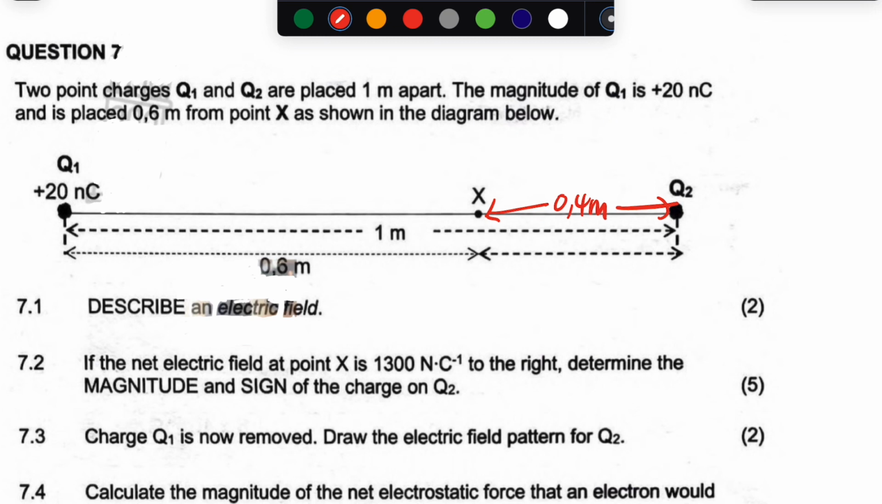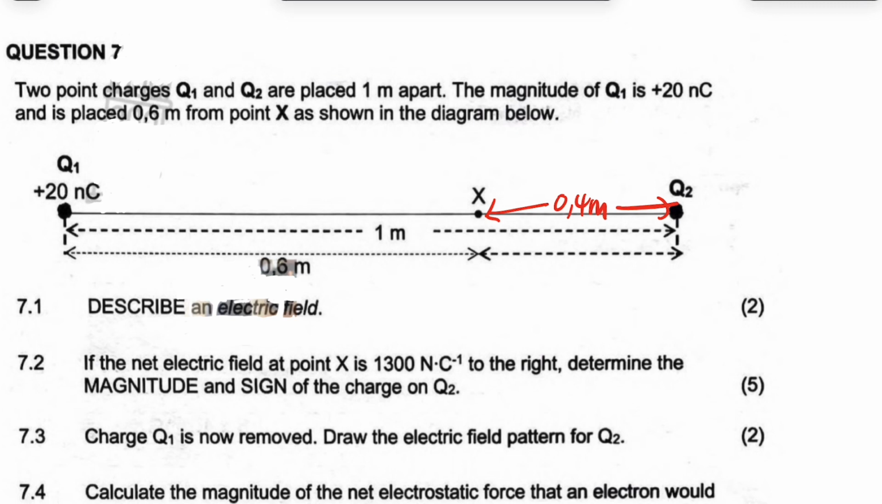And the question now, guys, remember, X is just a point. Now it says describe an electric field. An electric field, guys, is a region in space in which an electric charge experiences a force. You can repeat that. Now 7.2 says, if the net electric field at point X is 1300 to the right, determine the magnitude and sign of the charge Q2.